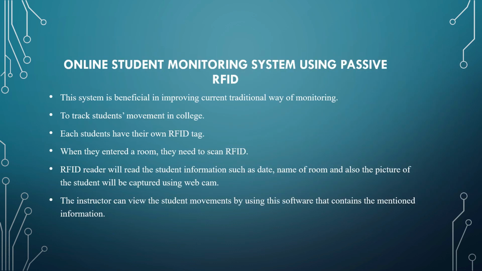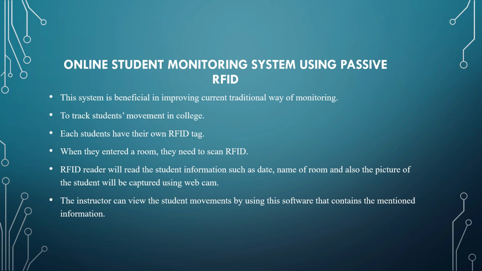The third one is online student monitoring system using passive RFID. The meaning of passive RFID is that the RFID tag uses the power from the RFID reader. This is kind of similar to the first system, which is for recording the attendance of the student, but this one is different because it is used to monitor the students.